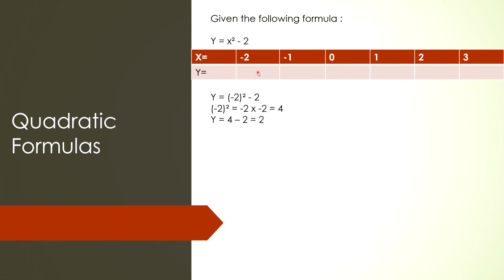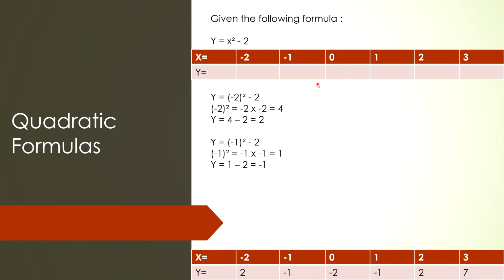Same thing with minus 1. Minus 1 times minus 1, put it in brackets, equals 1. Well, 1 minus 2 equals minus 1. We do that for all the other numbers too, and we get this.